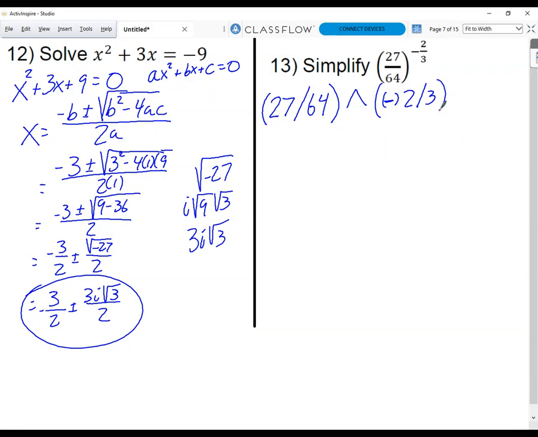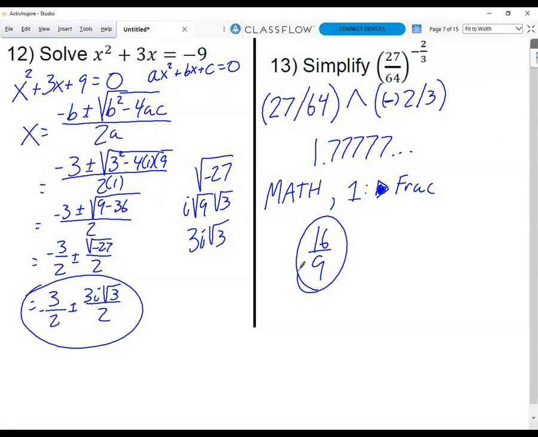So 27 divided by 64 raised to negative 2 divided by 3. And you're going to get 1.777 forever until it goes to an 8 at the end. What you want to do is go to math. And the first thing here, the number 1, says number, and there's a little darkened arrow. It says fraction. Hit that, it'll automatically plug in your answer, and it will give it to you as 16 over 9. So that's a nice quick problem.